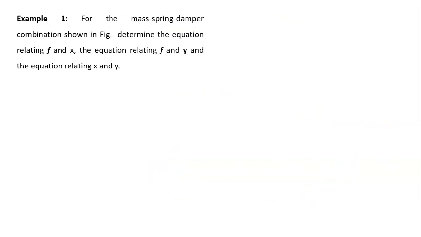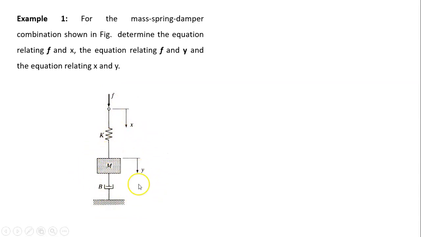Now, we will study one problem for the mass spring damper combination shown in the figure. Determine the equation relating F and X, the equation relating F and Y, and the equation relating X and Y. Therefore, this is our diagram. Spring K is there, mass M is there, damper B is there, X, Y and ground, 3 coordinates are there, and this force F passes through all these elements. You cannot say that mass M is in parallel with K and B. This is the same diagram as we have seen earlier.